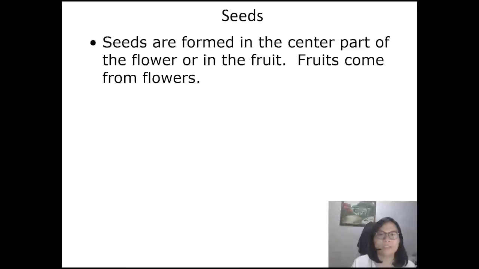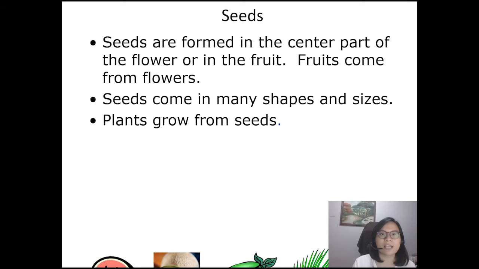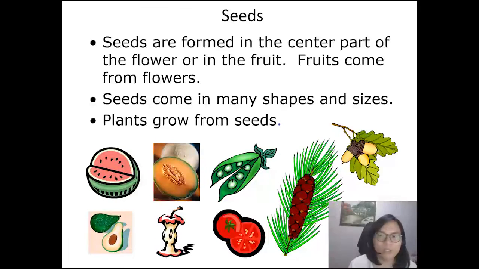Alright, so the last part of the plant that we want to discuss is actually what we call the seed or ang buto. So basically, seeds are formed in the center part of the flower or in the fruit. Also, fruits come from flowers. Also, the seeds come in many shapes and sizes, and the plants grow from the seeds.